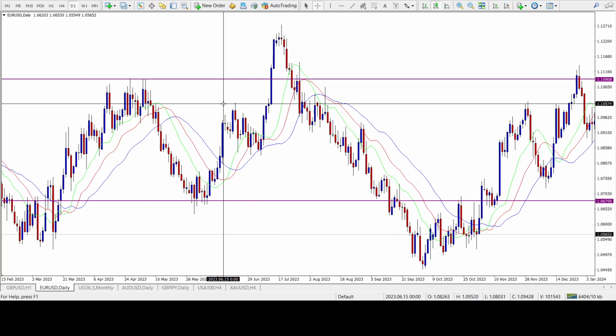Then you can also use other indicators for additional confirmation. Do not rely on the signals from the alligator indicator alone.